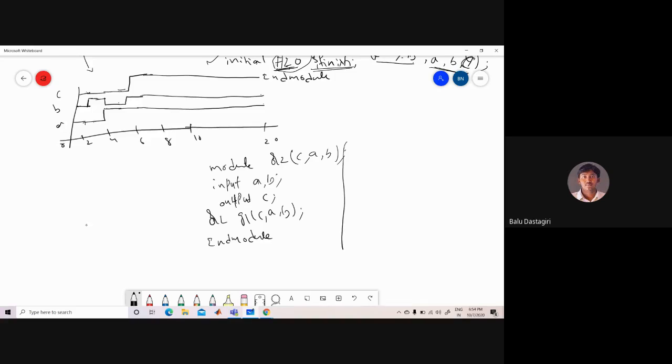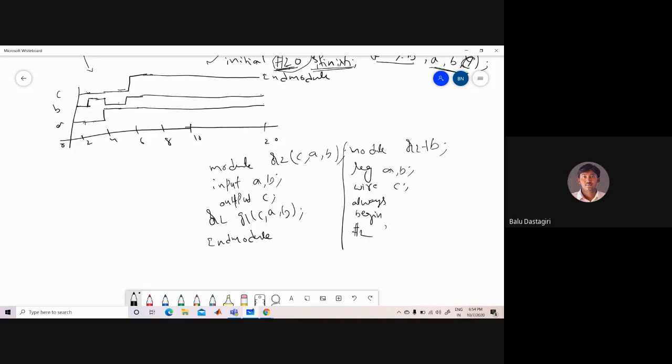So when you are writing the test bench for this module, R2 test bench, module R2 test bench, declare the inputs as registers. So reg A comma B, declare the outputs as wires. So wire C. Next, here we have to declare the initial block and always block. So now I declare the always block here instead of the initial block. So always begin.